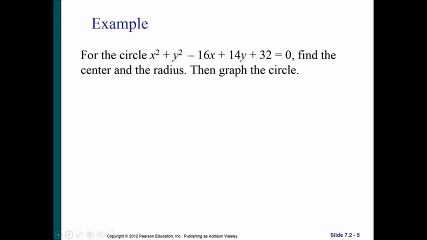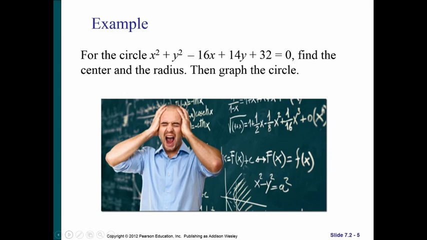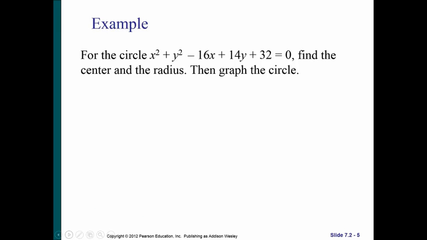So here's an equation of a circle. Find the center and the radius, and then graph it. And you might be saying, what? That doesn't look like anything that we just did. We're going to make this into the equation x minus h squared plus y minus k squared equals r squared, and we're going to do this by completing the square, not once, but twice.